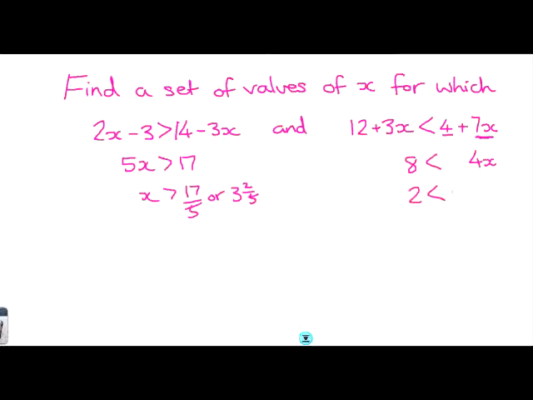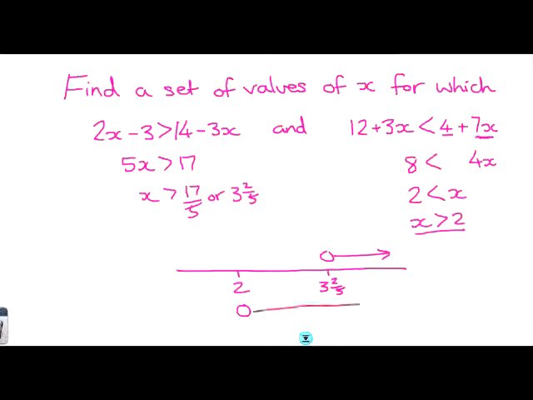So we'd have this. And remember, if I want to swap it round, I change the direction of my inequality sign. So let's draw a number line. So we have, let's just say 2, and that's 3 2/5. So we know on this one on the left, they have to be more than that. The one on the right says they have to be more than 2.